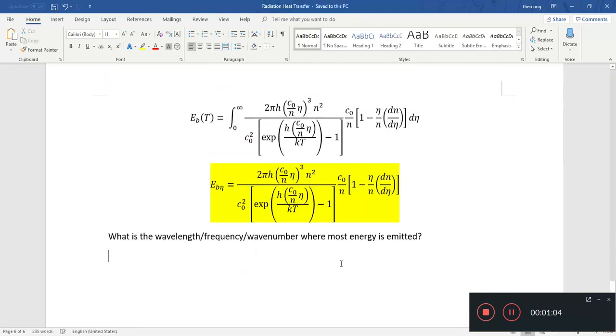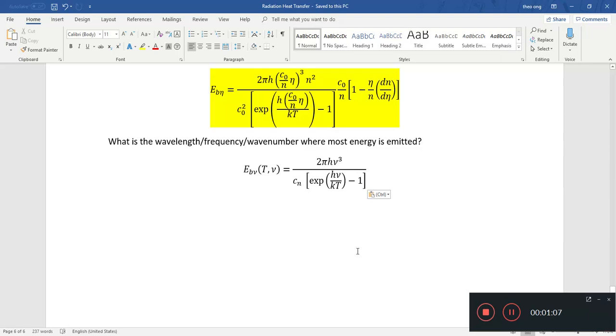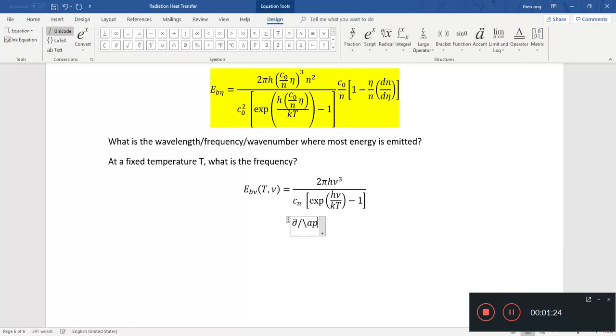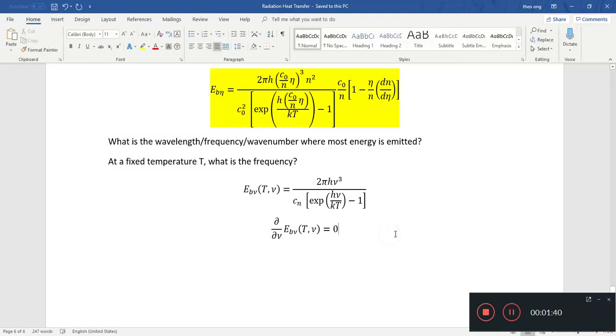Well, what we do is simply, at a fixed temperature T, ask what is the frequency? So the basic idea is to do a partial differentiation with respect to nu of E_b,nu(T) equals 0. Alright, so that's all we are doing to find the maximum point.